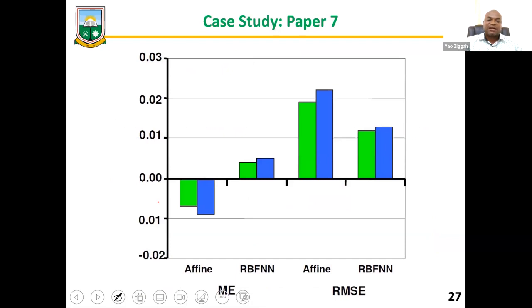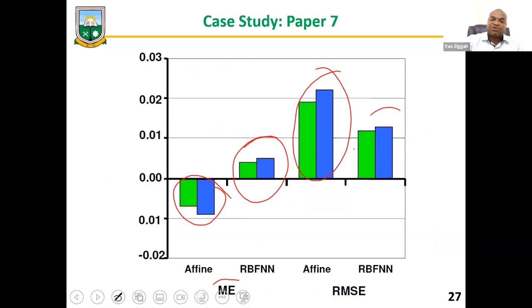And when you look at this diagram, you realize that when you look at the mean error, the ME over here, the affine result and that of the radial basis function, then when you look at the root mean square error, you see the affine and then the radial basis function neural network root mean square error. You see that the RBFNN was the most dominant and potent method.